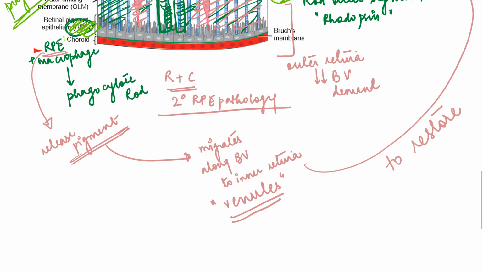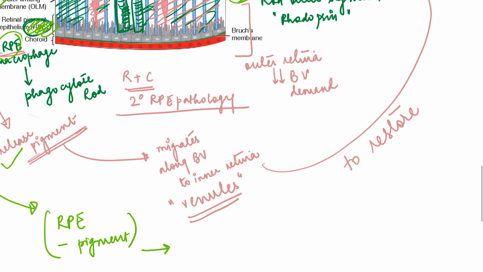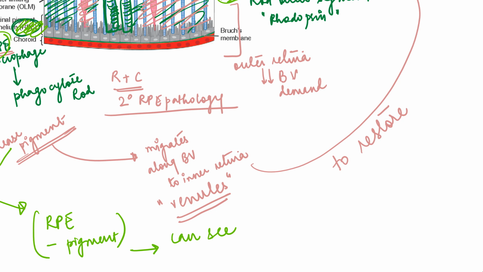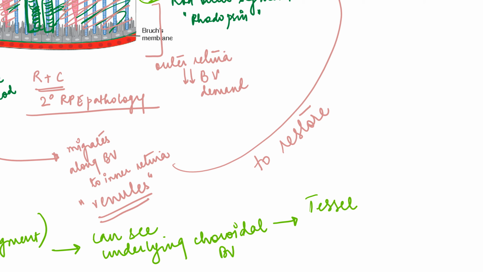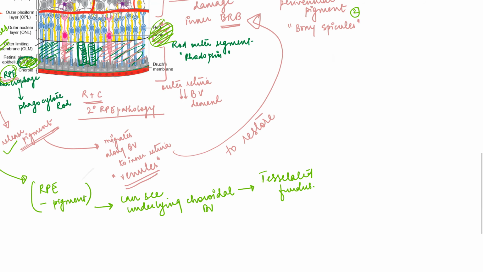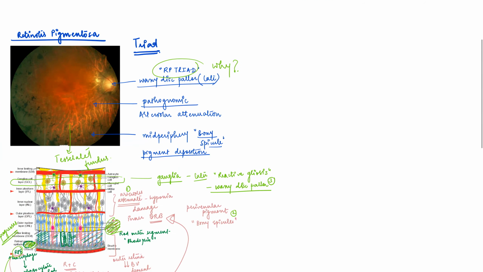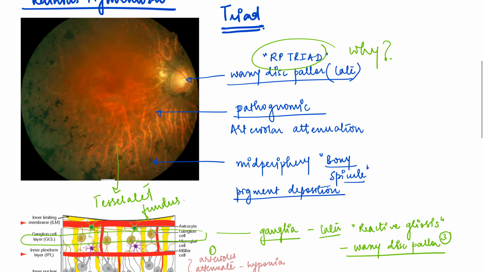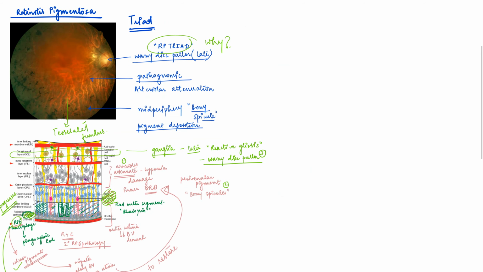So once this RPE has released its pigment, now the RPE cell lacks pigment, right? So it is easier to see the underlying choroidal blood vessels, and thus it gives the fundus a tessellated appearance. So this is why we see these changes in the patient of retinitis pigmentosa, and we can see the characteristic triad.